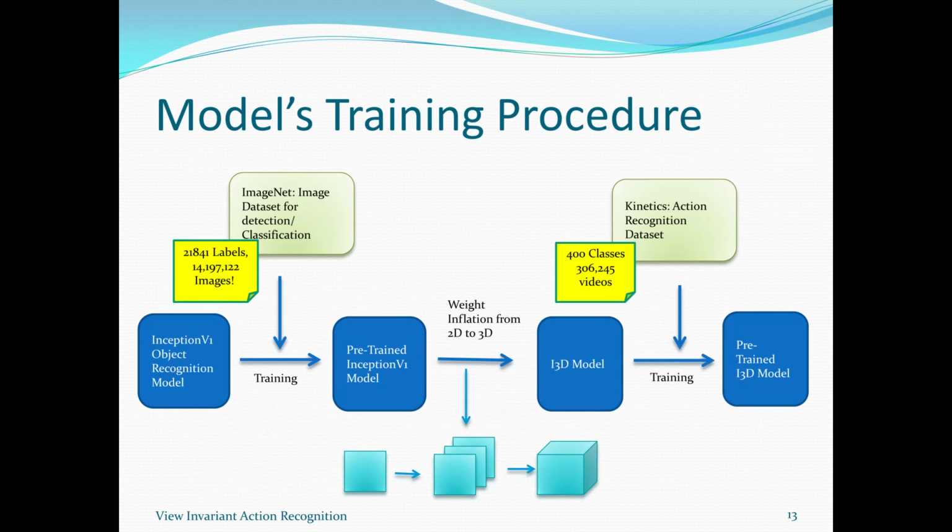Coming to how they made this model. Well, they took the Inception version 1 and first trained it on ImageNet. The ImageNet dataset is huge. It has 21,000 labels and 14 million images. So first the Inception version 1 model was trained on this, and we have a pre-trained network. But this is still an image network.